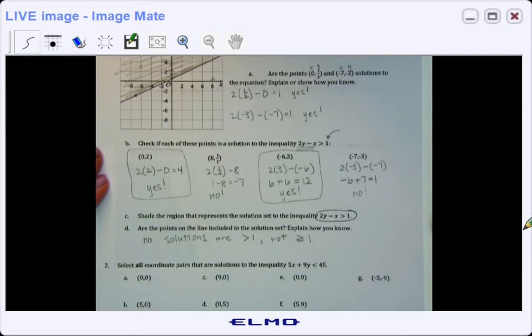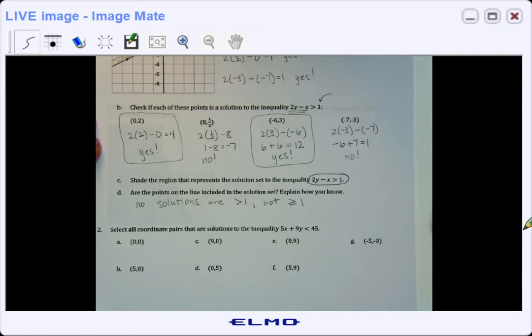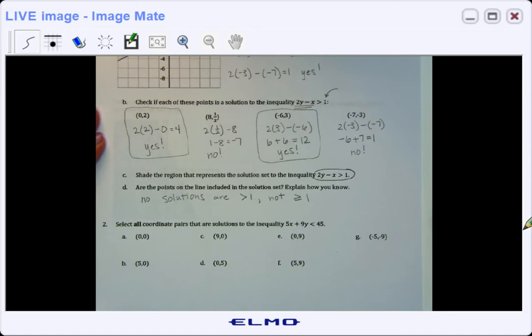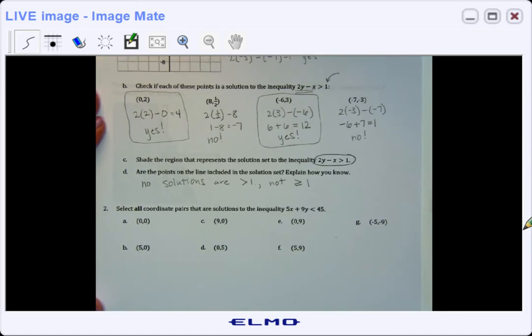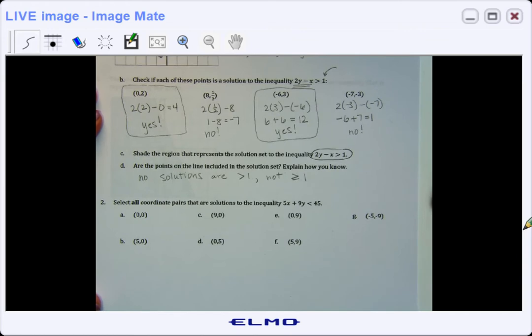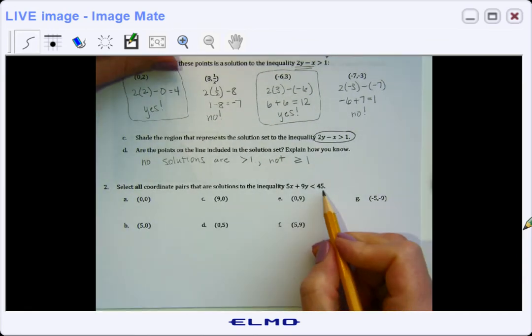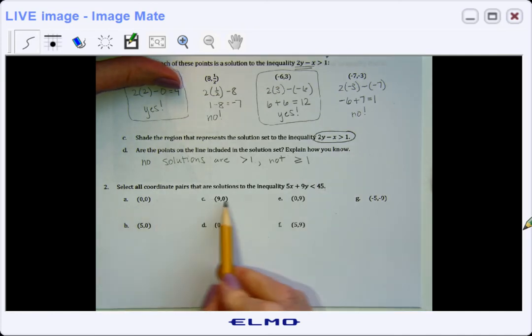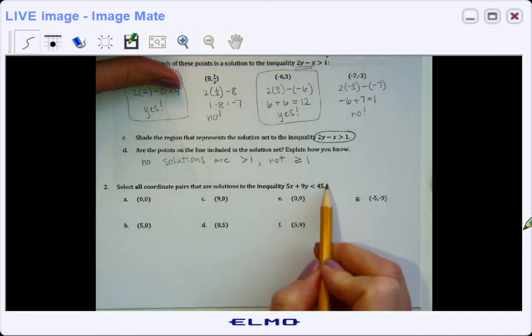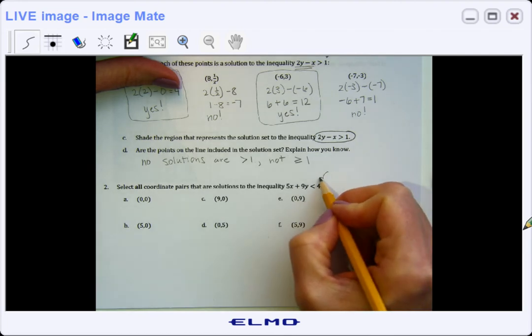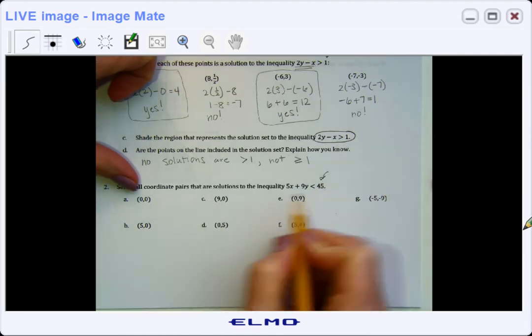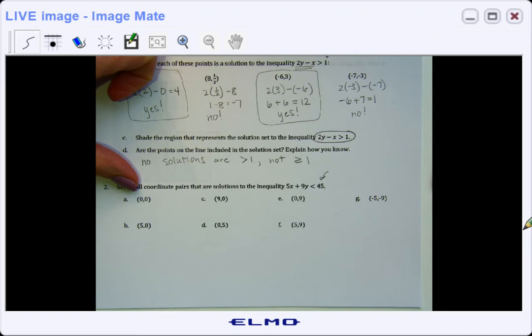All right, number 2 says to select all coordinate pairs that are solutions to the inequality 5x plus 9y is less than 45. So I'm going to plug in these values and make sure my answer is less than 45. Okay, so for 0, 0, some of these I'll use the calculator and some of them are pretty simple, so we can just do them in our head. Actually, most of them we can do in our head.